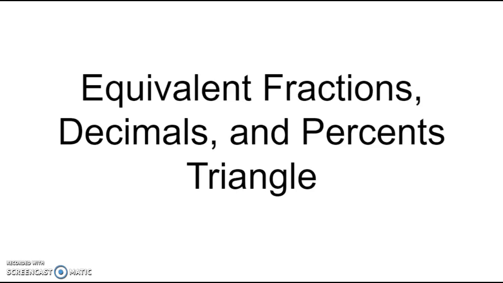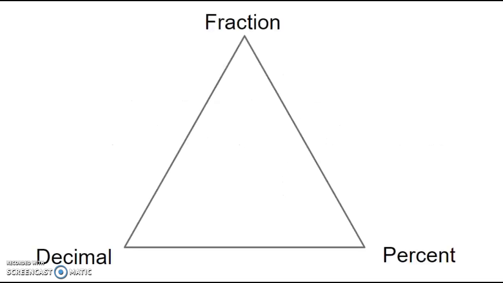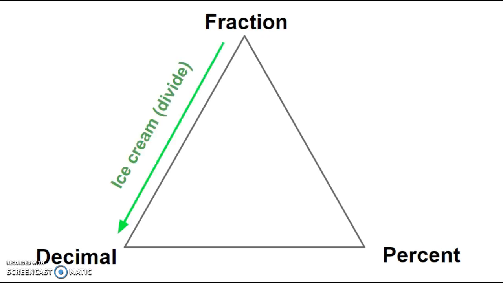In this video, we'll learn how to find equivalent fractions, decimals, and percents by using a triangle. When you have the triangle set up, it doesn't matter which vertex is the fraction, which vertex is the decimal, and which vertex is the percent, as long as you set it up so that moving in the proper direction has the correct operations.